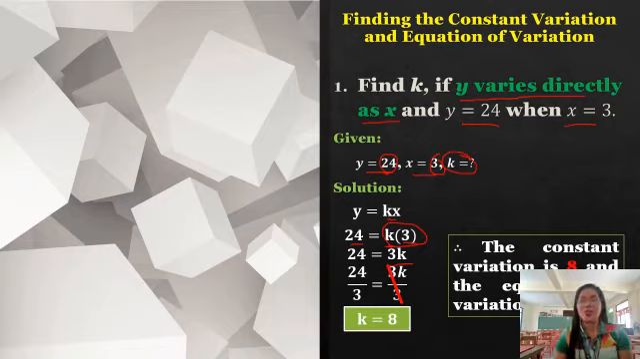And the equation of variation is y equals 8x. Ma'am, where does y equals 8x come from? It comes from the equation, and we just substitute the value of k, which is 8. That's it.